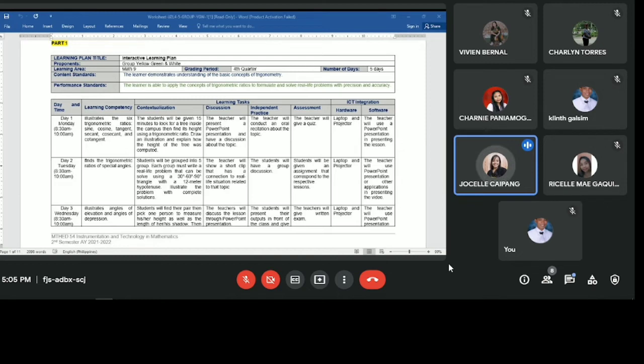For the discussions, the teacher will show a short clip that has a connection to real life situations related to that topic. For the independent practice, the students will have a group discussion. In terms of the assessment, students will be given an assessment that corresponds to the respective lessons. For the ICT integrations, in hardware, the teacher will use laptop and projectors. For software, the teacher will use PowerPoint presentations or other applications in presenting the video.